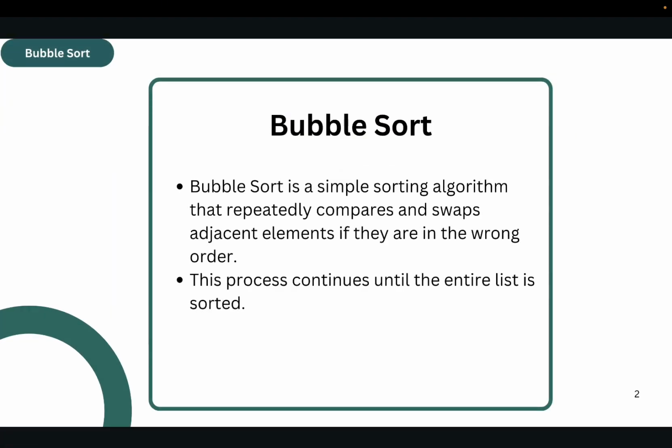Let's have a quick look at the definition. So bubble sort is a simple way to sort numbers in a list. It works by comparing two numbers next to each other and swapping them if they are in the wrong order. This process repeats until the whole list is sorted. It's called bubble sort because the biggest number slowly moves to the end, just like a bubble rising to the top. So let's see how it works step by step.